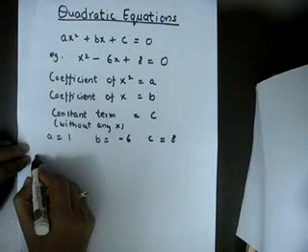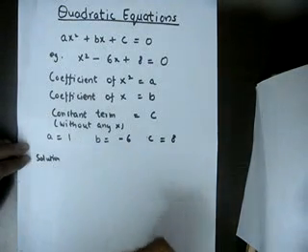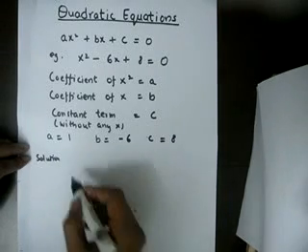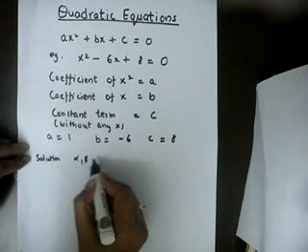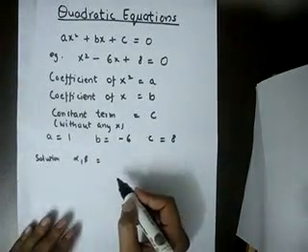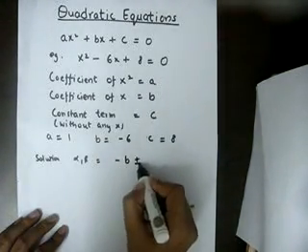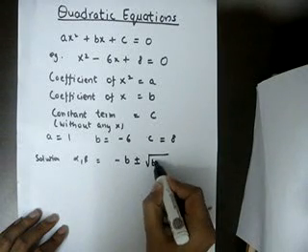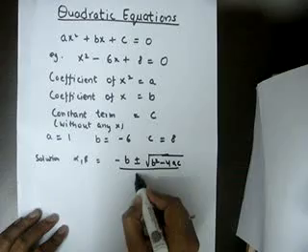Now the solutions, we also say the roots. So the two roots I can denote by, say, alpha and beta. The solution by the simple formula method would be x = (−b ± √(b² − 4ac)) / 2a.